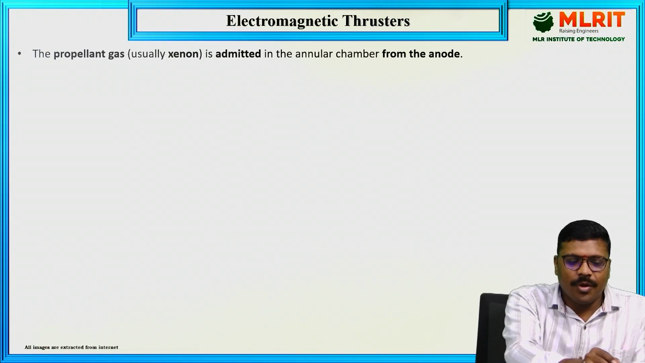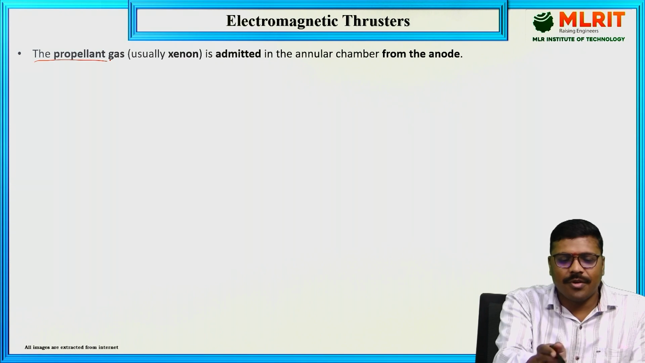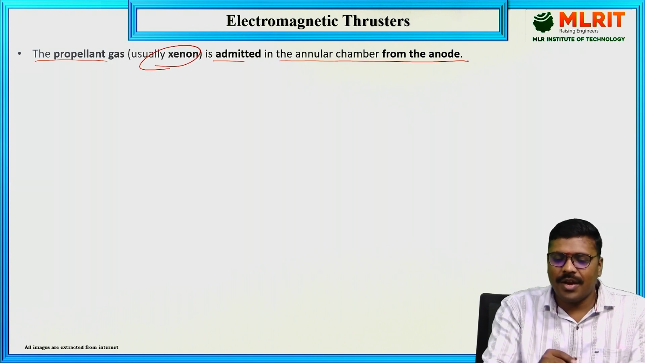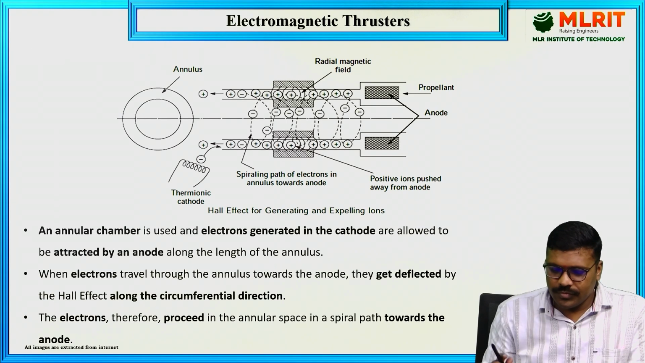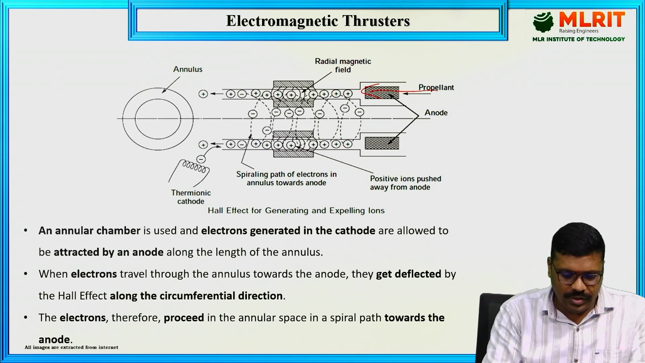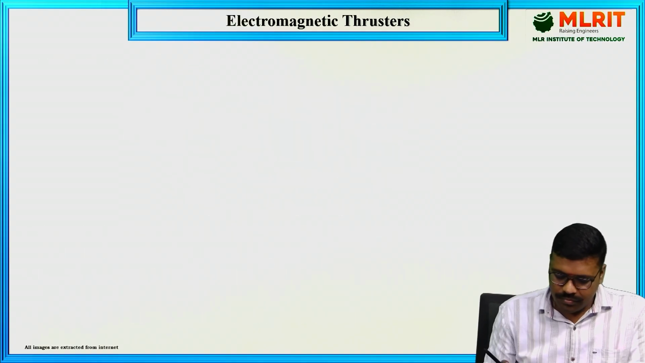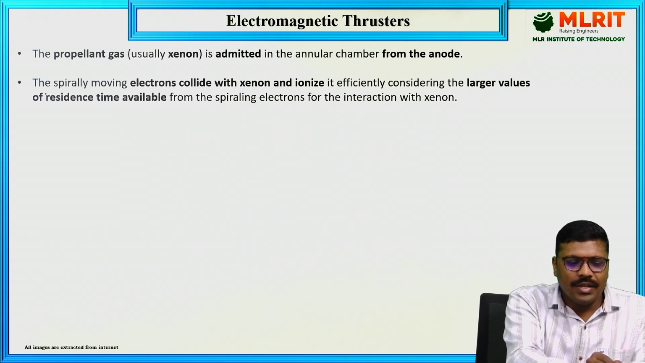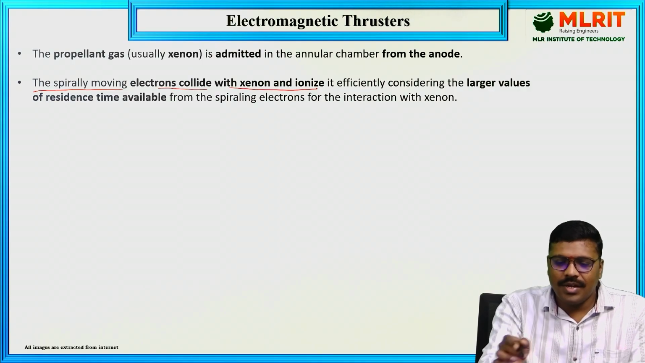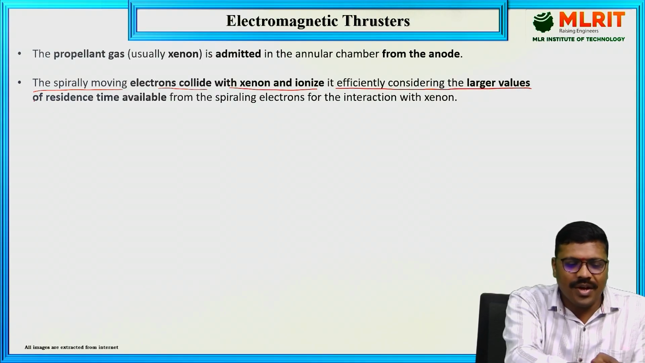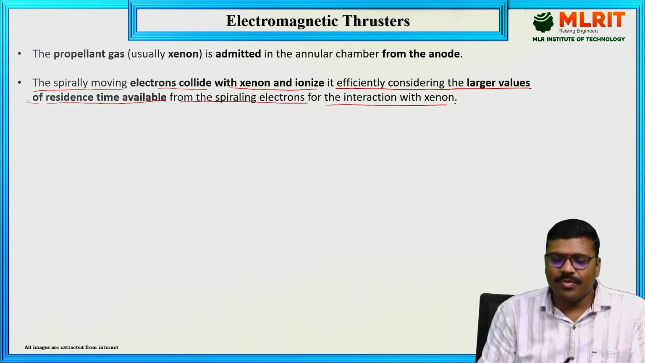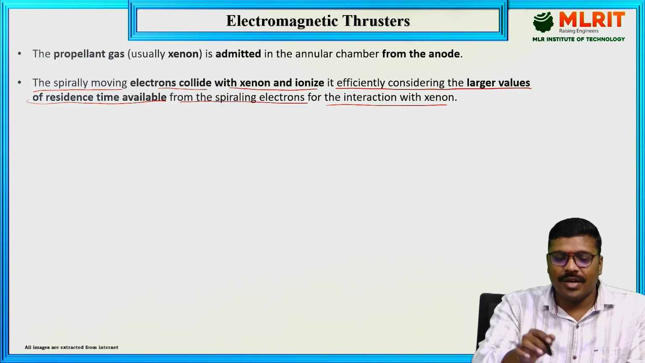Next, the propellant gas which we use in the electromagnetic thruster is xenon. It is admitted in the annular chamber from the anode, right? So the propellant is fed from the anode. Next, the spirally moving electrons collide with xenon and ionize it efficiently, considering the large values of residence time available from the spiraling electrons for interaction with the xenon. This is very important. This is the main concept.